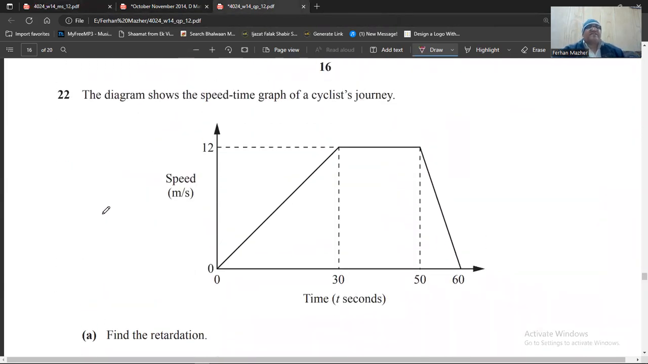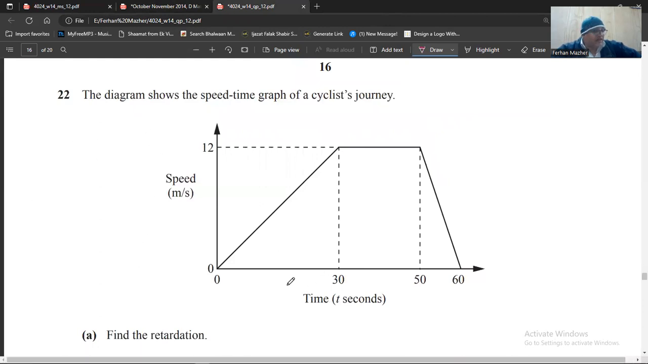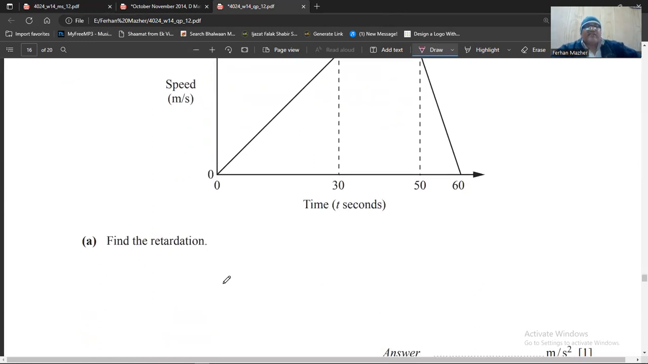Question number 22. The diagram shows the speed-time graph of a cyclist's journey. Here a speed-time graph is given. Here we have the speed, here we have the time. So the first question is: find the retardation.